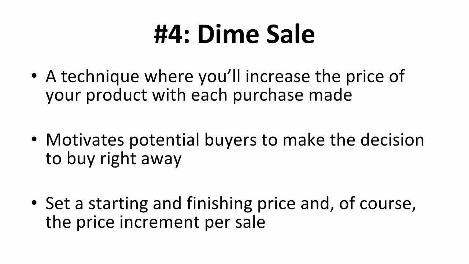Set a starting and finishing price and, of course, the price increment per sale. For instance, the starting price for your front-end product is $7. The price goes up $1 each time a purchase is made. Finally, the sale will be ended when the price hits $15. This is just an example to show you how exactly dime sale can be done.